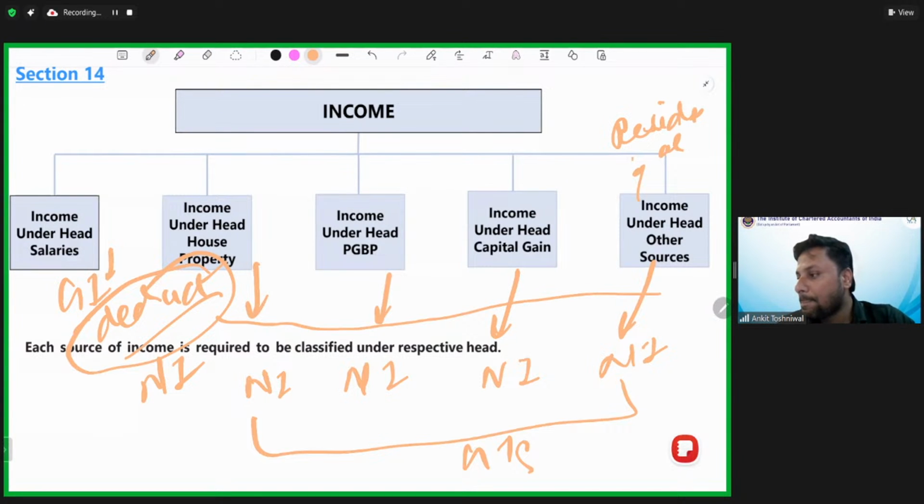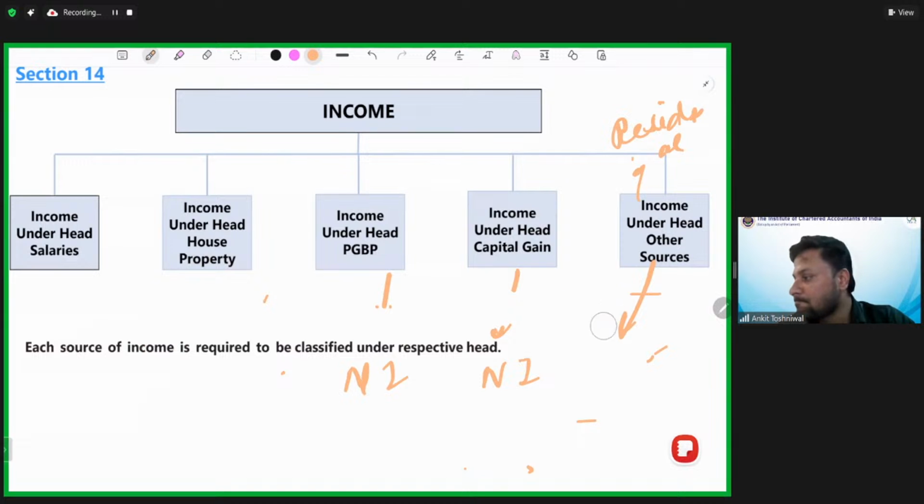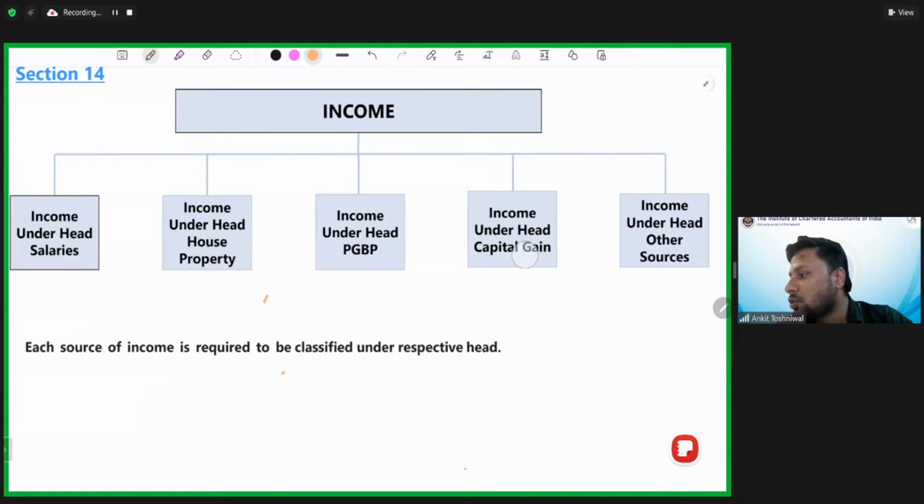Why? Why is it called the residual head? Anybody? Why is the income under the head other sources also called the residual head? Can you please answer, anybody?